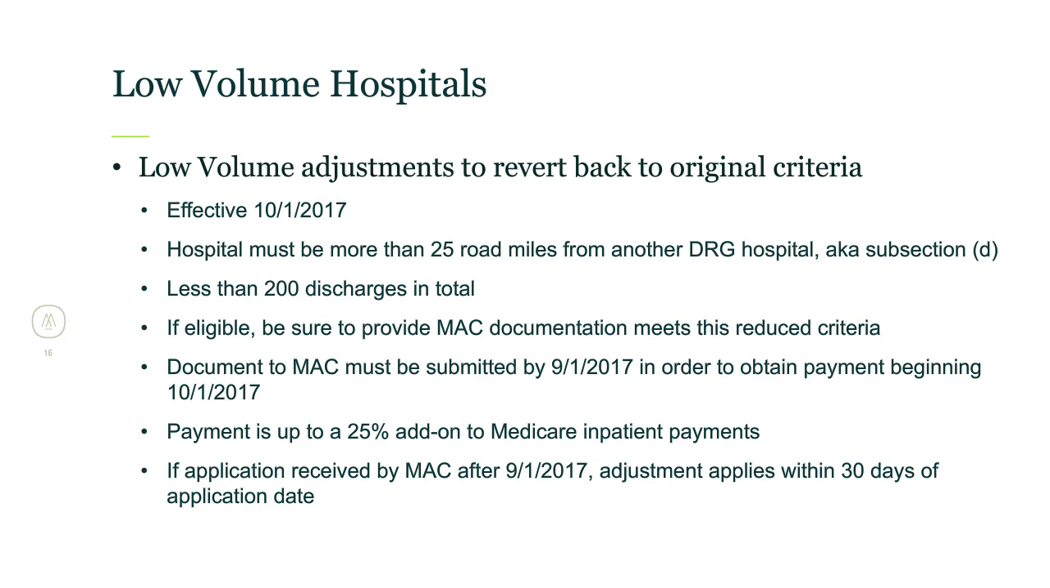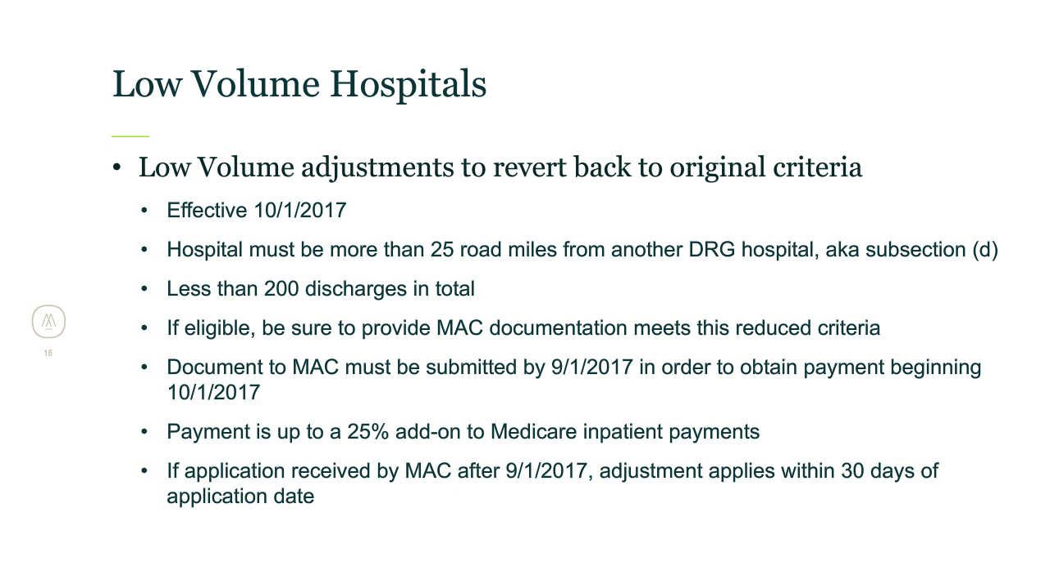On October 1st, this qualifying criteria will revert back to its original criteria of less than 200 total discharges and 25 miles or more from the nearest DRG hospital. So it's going to get extremely tough to qualify. This means the low volume add-on payment is going to end for most hospitals. CMS estimates low volume add-on payments will decrease from $317 million in this current year to only $4 million in federal fiscal year 18.